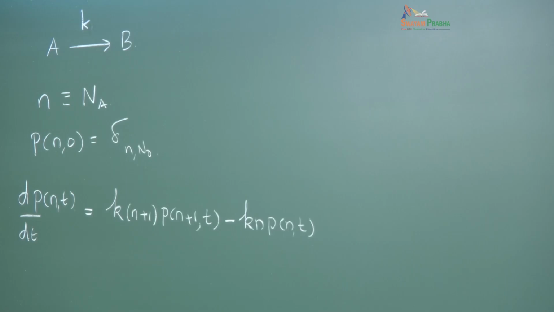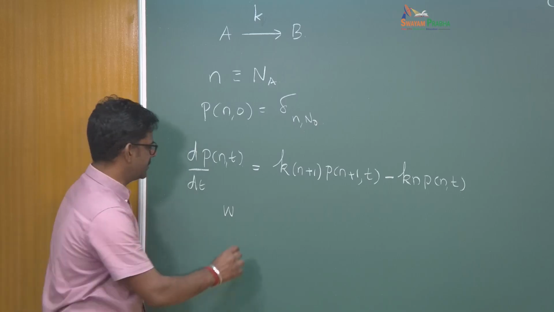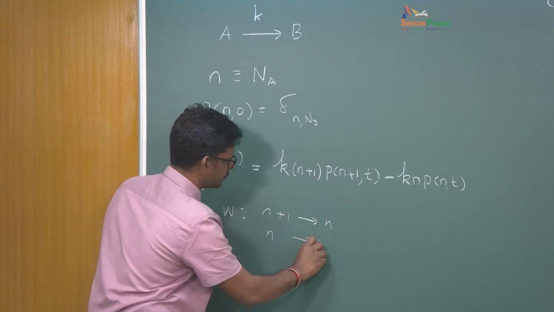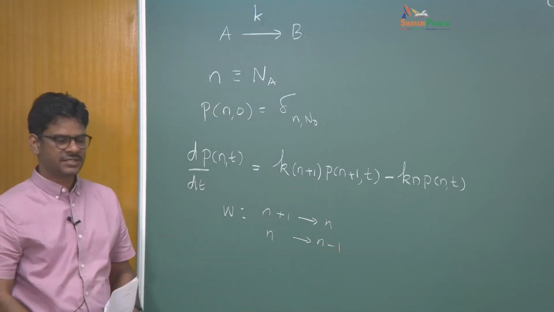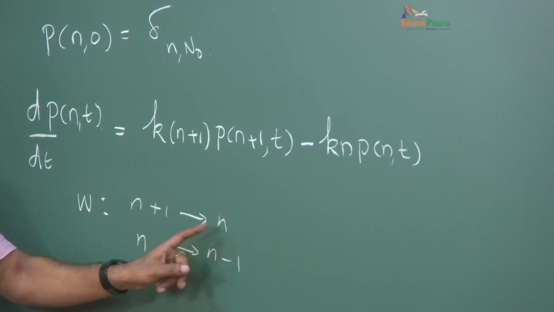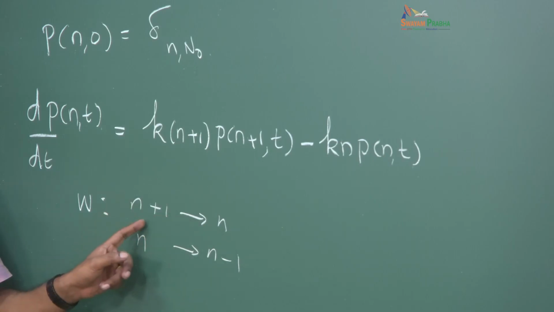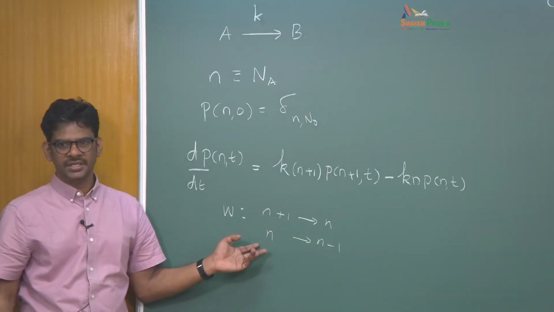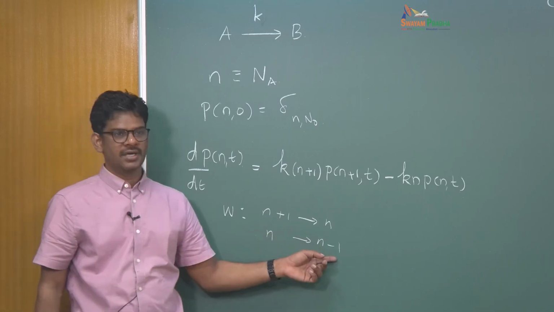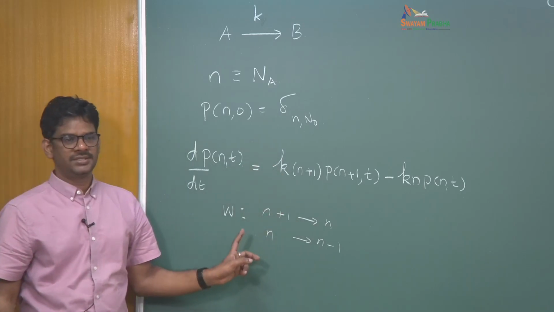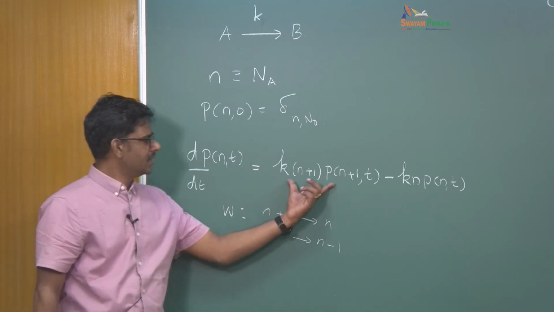When we look at the transition probability W, we have only cases where either n plus 1 can become n, or n can become n minus 1. These are the possible events that affect the state of n. The state with n molecules can be created by a reaction with n plus 1 going to n, or that state can be destroyed, the probability decreased, when the state at n undergoes a reaction leading to n minus 1. These are the two processes that affect the probability of the state containing n molecules, and these terms capture those events.